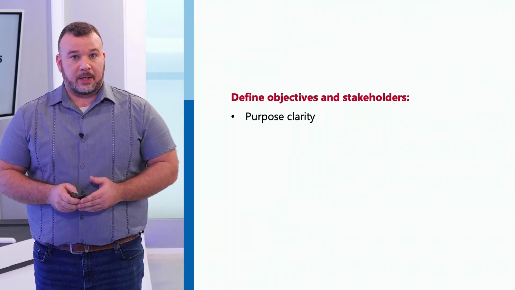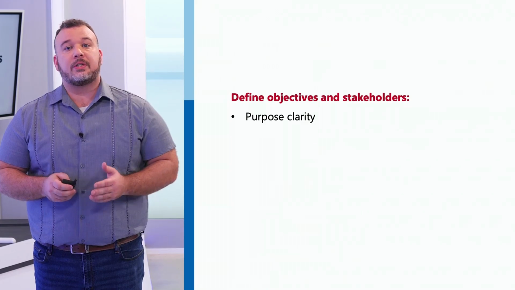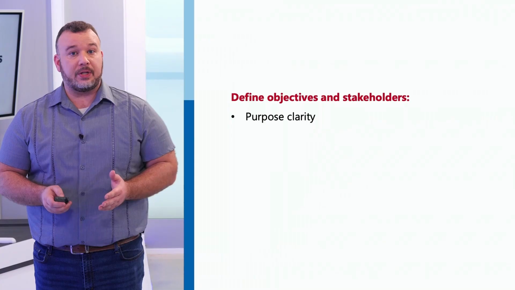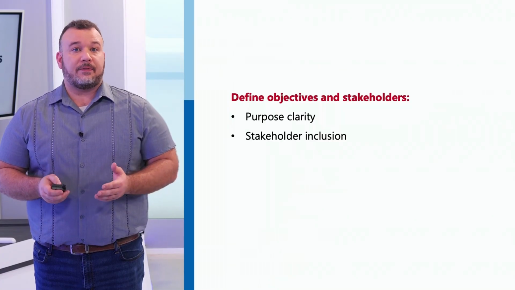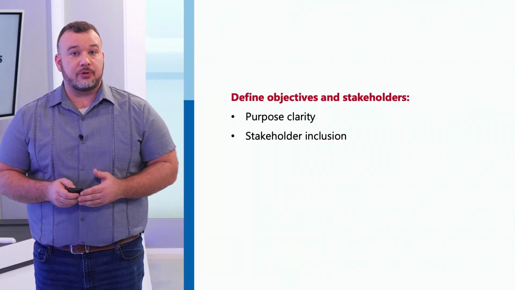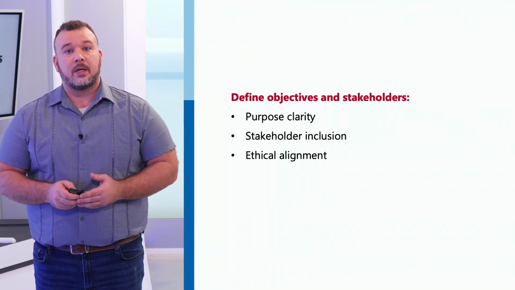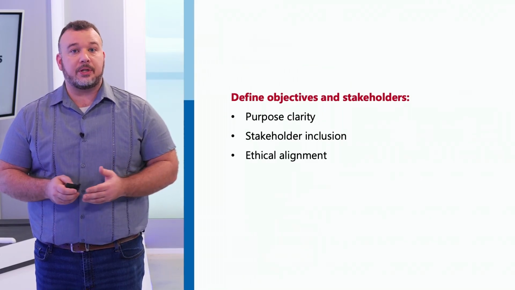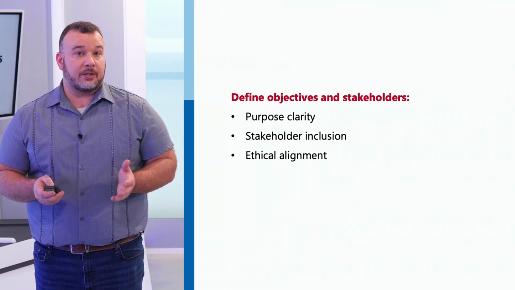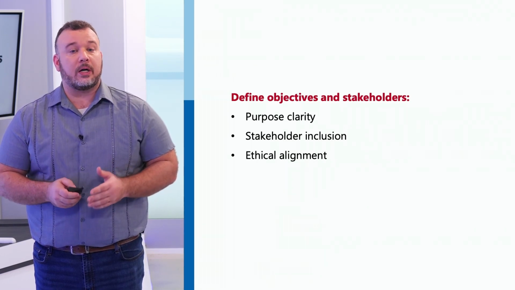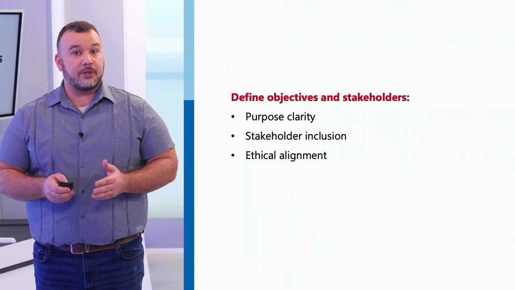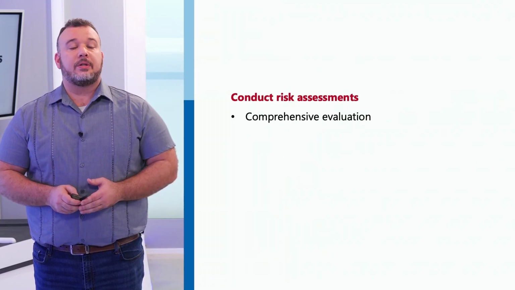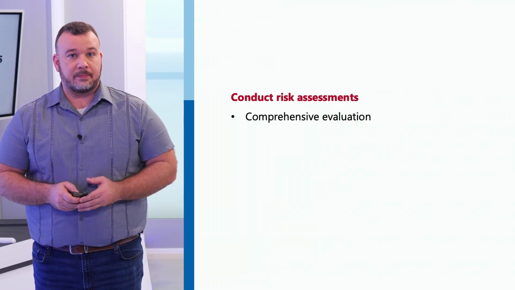Let's talk about that framework for a moment. First, you want to define objectives and stakeholders. Clearly define the purpose of the AI system. Identify your stakeholders, including end users and decision makers. Establish an ethical alignment amongst these groups to better guide your decision making. Know that it is unlikely any group will ever be 100% in alignment, but it is your job to get as close as possible to this ultimate result. Next, you'll want to conduct risk assessments.